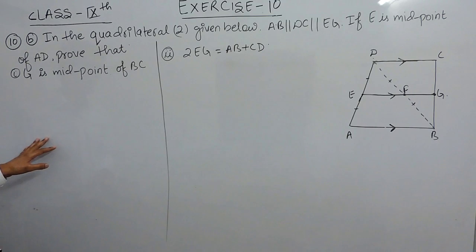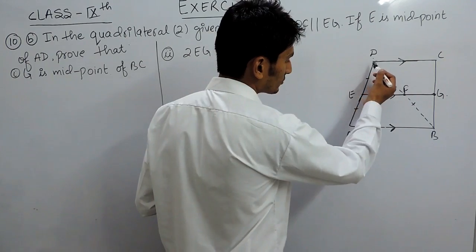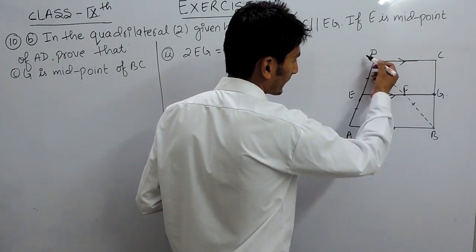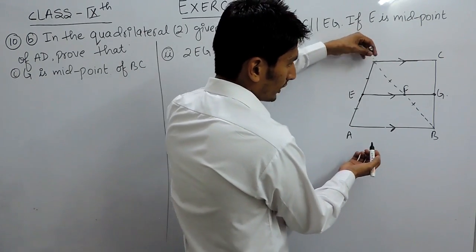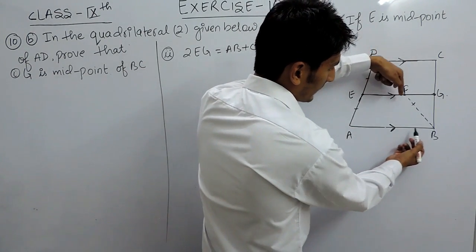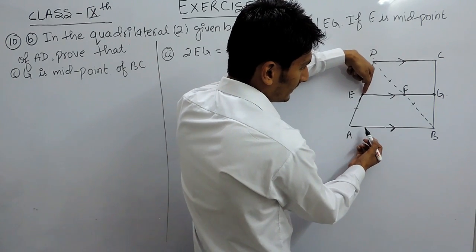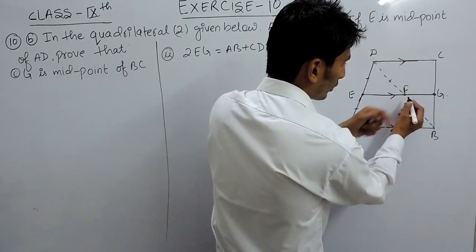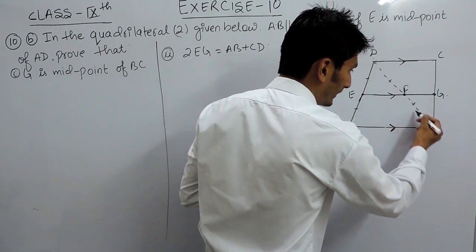This part is the same as the first part, which is part A of question number 10, and to prove these we'll follow the same procedure. First of all, we'll consider this triangle ABD, and E is the midpoint. According to the midpoint theorem, these two lines are parallel, and if we draw a parallel line from the midpoint of any side, it should meet the midpoint of the third side. So F should be the midpoint.